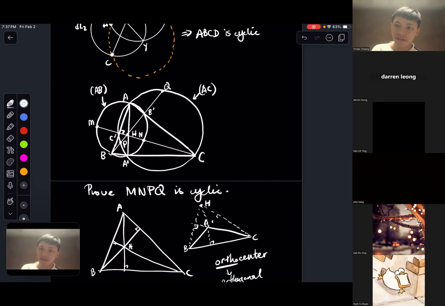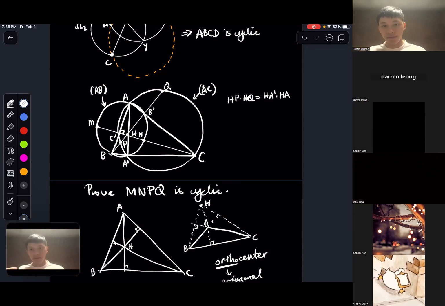And you can see a familiar configuration here, familiar from the diagram that we've seen just now. So H is sort of like the radical center, but it's not the radical center yet, because that's what we want to prove, right? We want to prove that MNPQ is cyclic. And before knowing that, we cannot say that H is the radical center yet. But we can prove it the other way around and use the same technique: HP times HQ equals HA prime times HA.